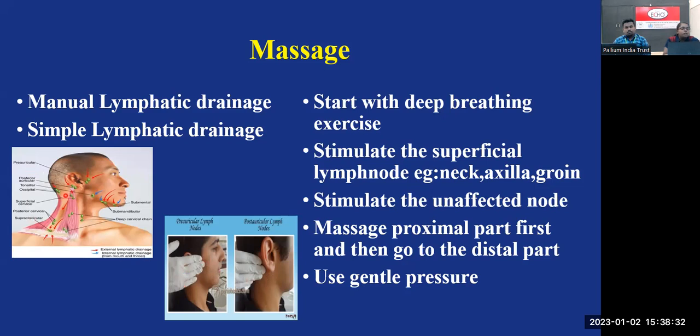You can see that picture. There are a lot of lymph nodes, the greenish color. That is what I was telling about, stimulating the superficial lymph nodes. You can stimulate the superficial lymph nodes and then stimulate the unaffected node, and then you can massage from the proximal part first and then go to the distal part.